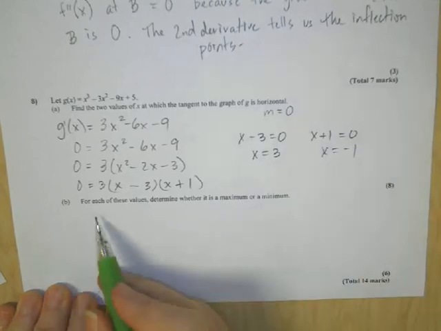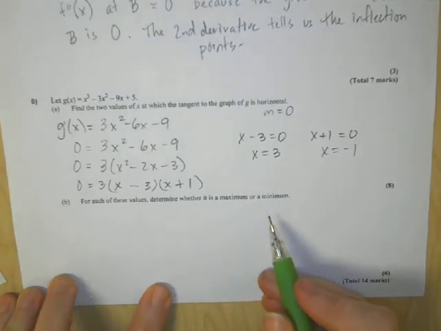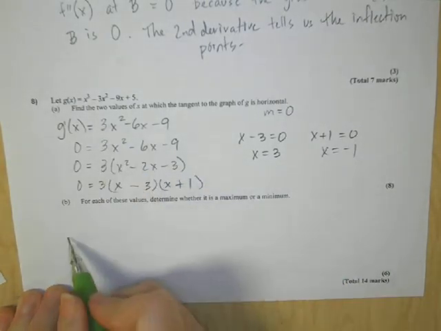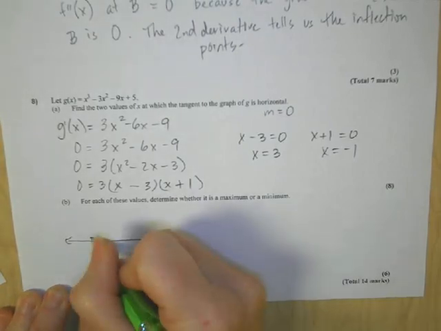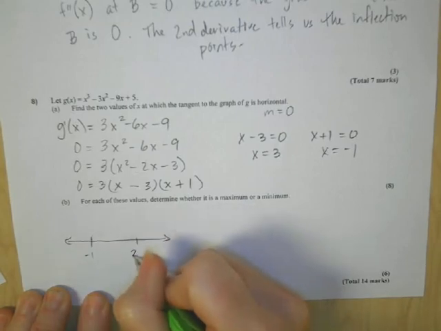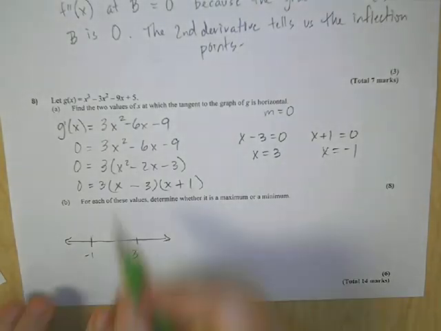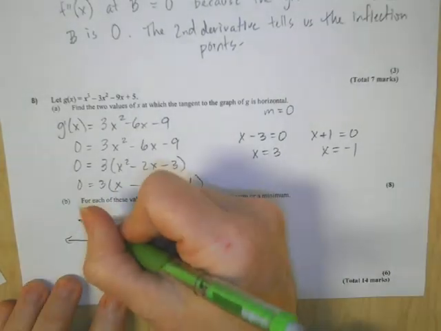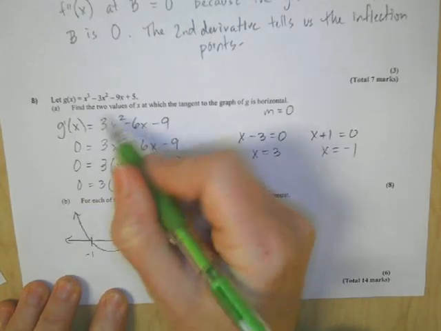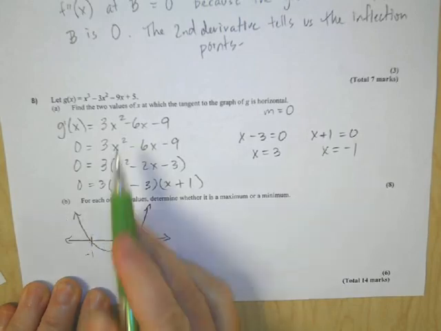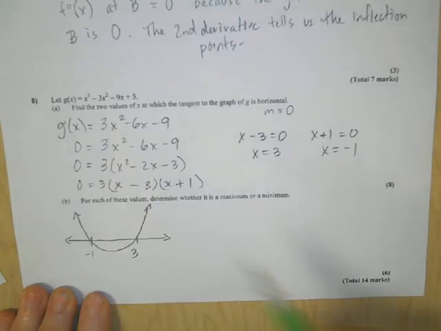Okay, so for each of these values, determine whether it is a maximum or a minimum. If I look at my function here, at negative 1 and at 3, the slope is going to be 0. And if I were to graph this parabola, it would be a happy parabola. So I could graph a little sketch of this parabola. These are going to be its x-intercepts, and it's going to be concave up because the coefficient of x squared is positive.